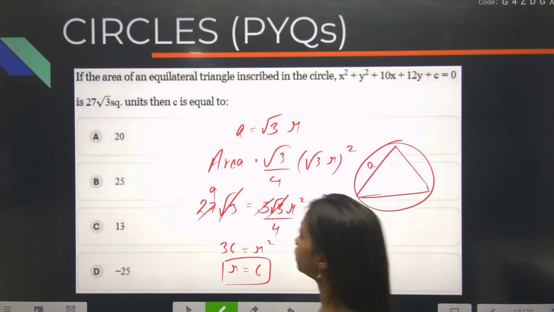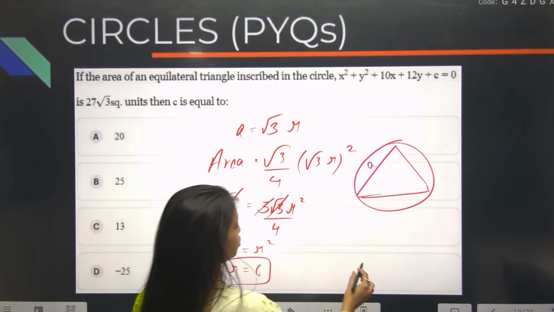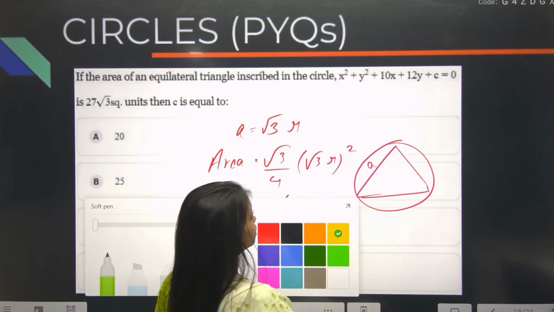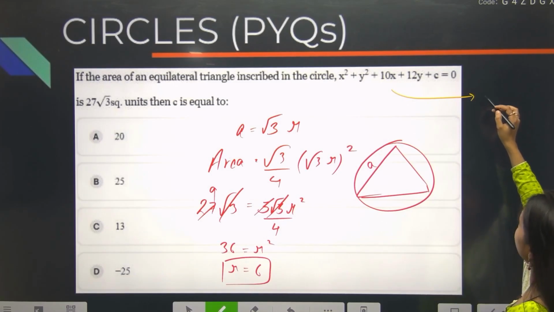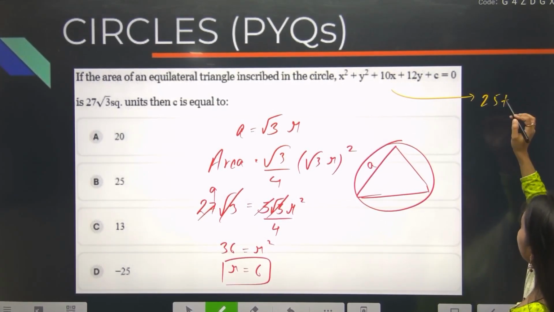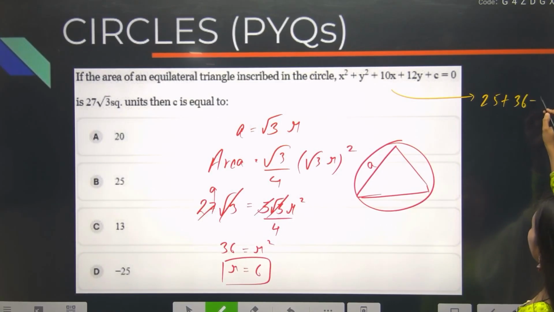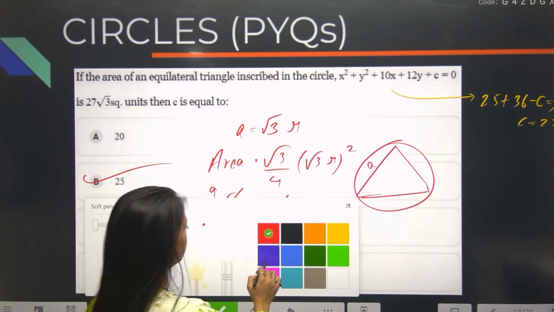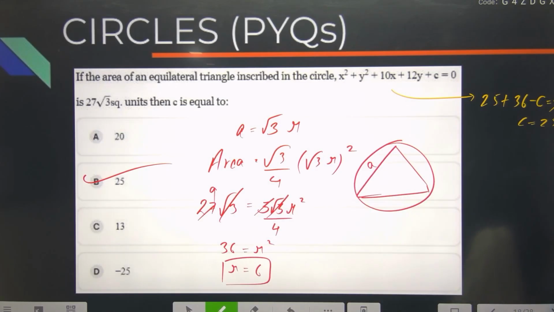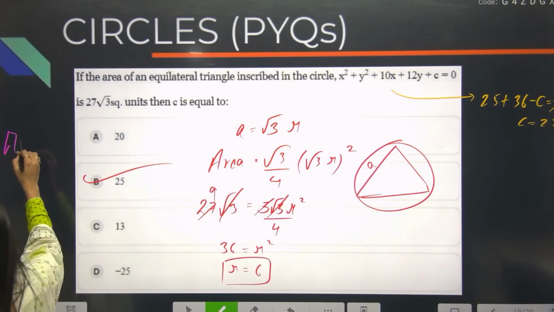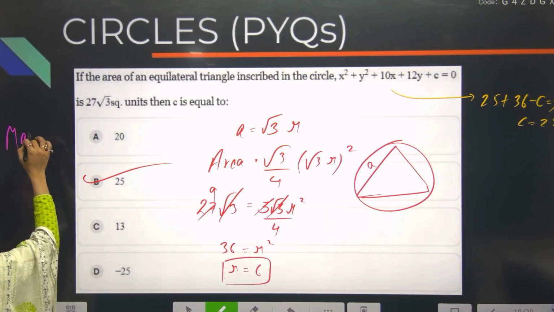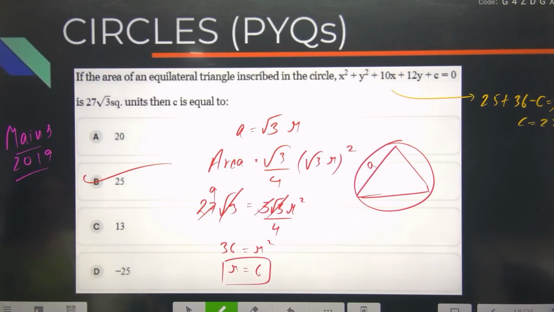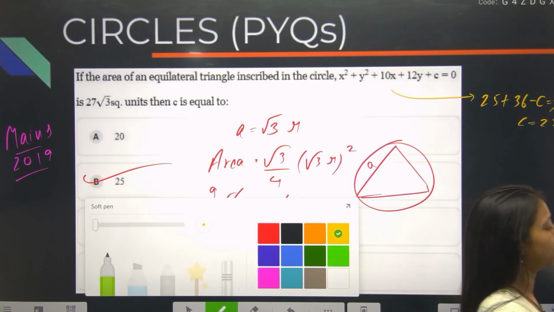Right, so that is 5 square. What will be the radius from here? Radius is root of 5 square plus 6 square minus C, that equals 6. 6 square is 36. So C is 25. Again, this was also Mains 2019. How easy the questions are, right?